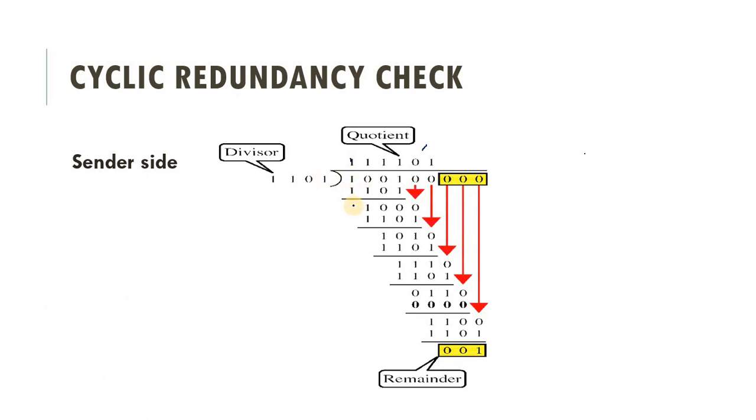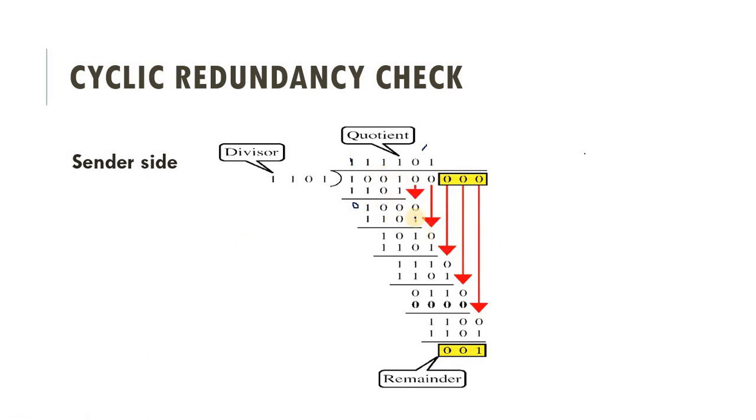So 1 XOR 1 becomes 0, 0 XOR 1 means 1. XOR means if both numbers are the same, then it equals 0, and if both numbers are different, then it equals 1. So we get 0 1 1 0 0 0 1 1 0.